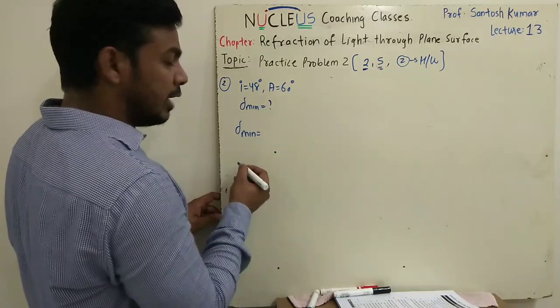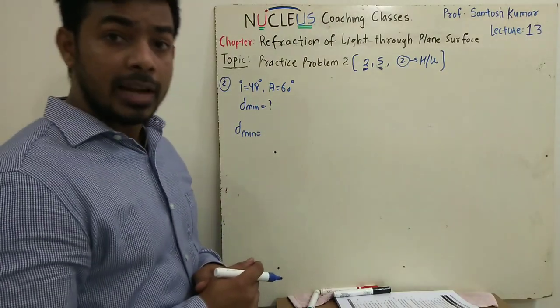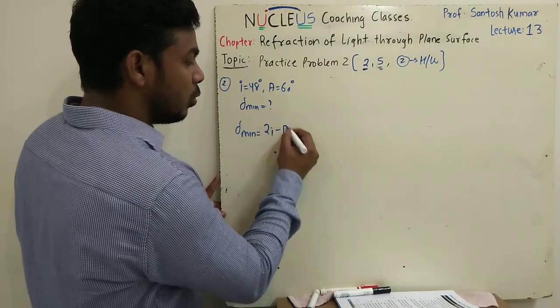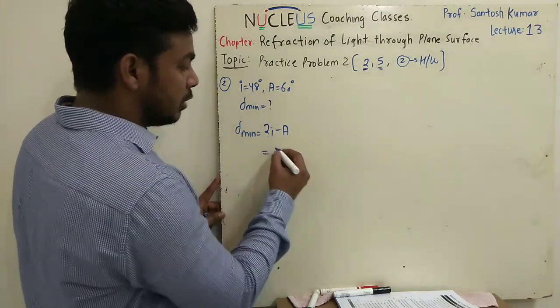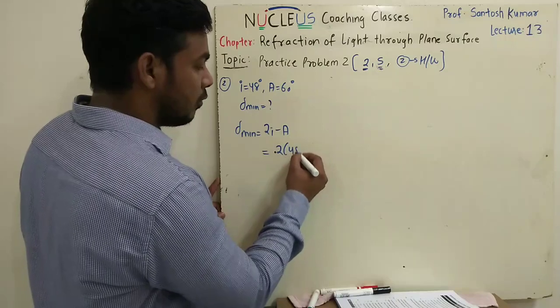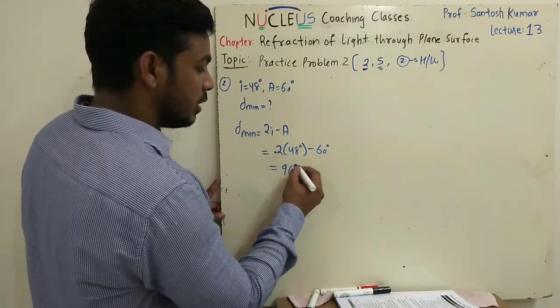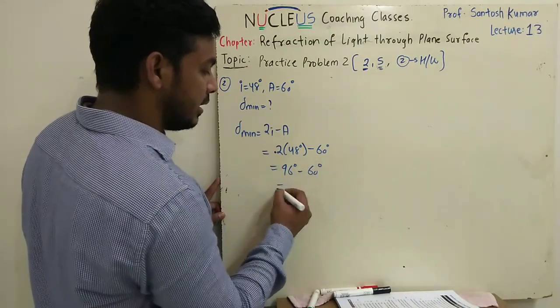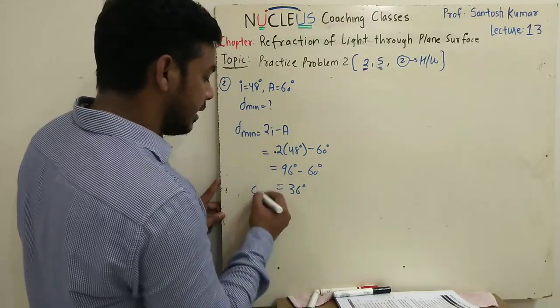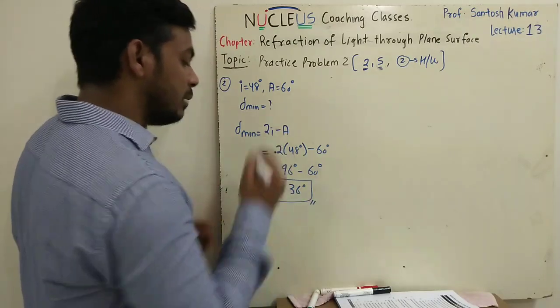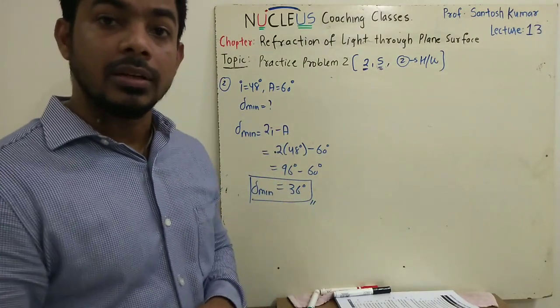I have already explained this in the section on refraction of light through a prism, where the angle of minimum deviation can be directly written as 2i minus A. So substituting the value, 2 into 48 degree minus A, which is 60 degree, this gives you 96 degree minus 60 degree. So that gives you 36 degree, which is the required answer. So the angle of minimum deviation in this case will be 36 degree.